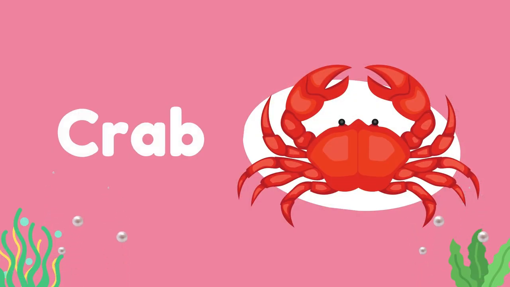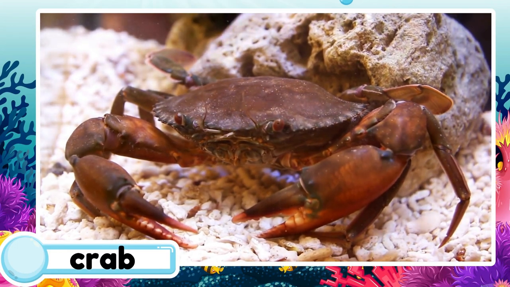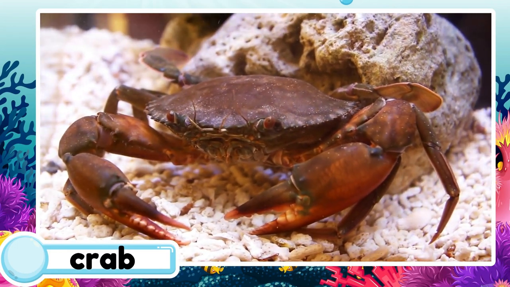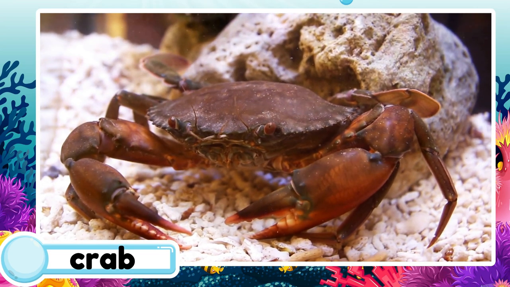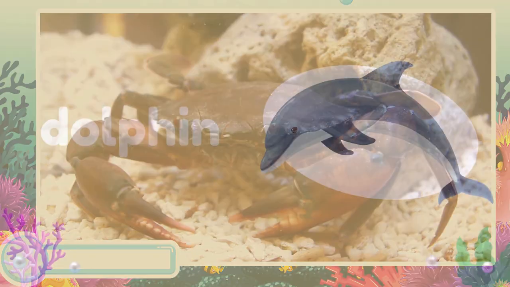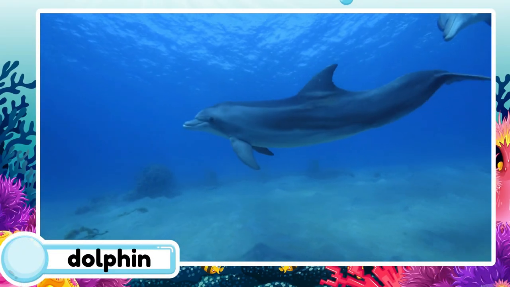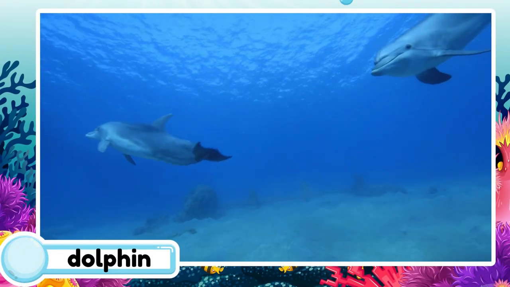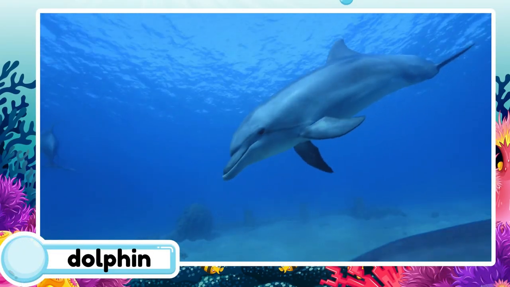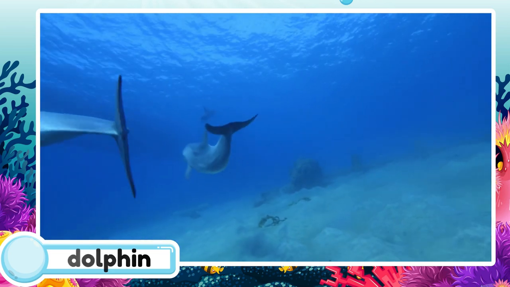Crab. This is a crab. Crab. Can you say it? Dolphin. This is a dolphin. Dolphin. Can you say it?